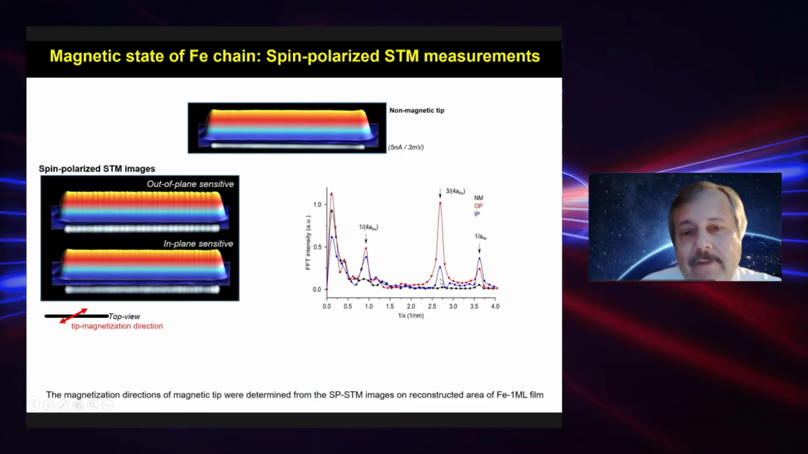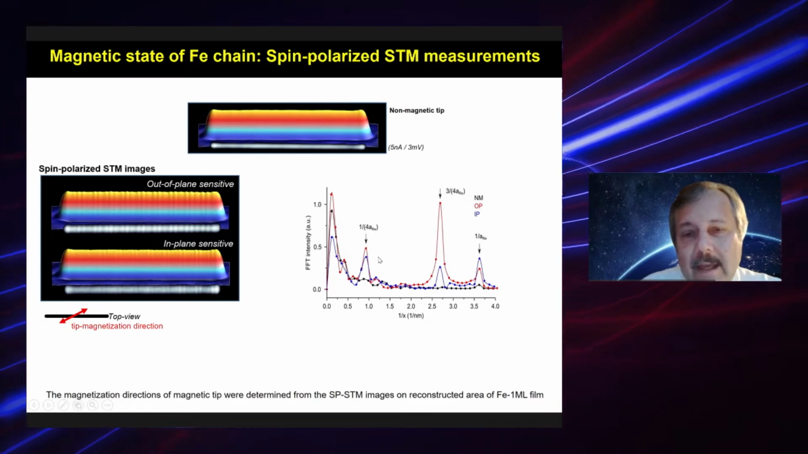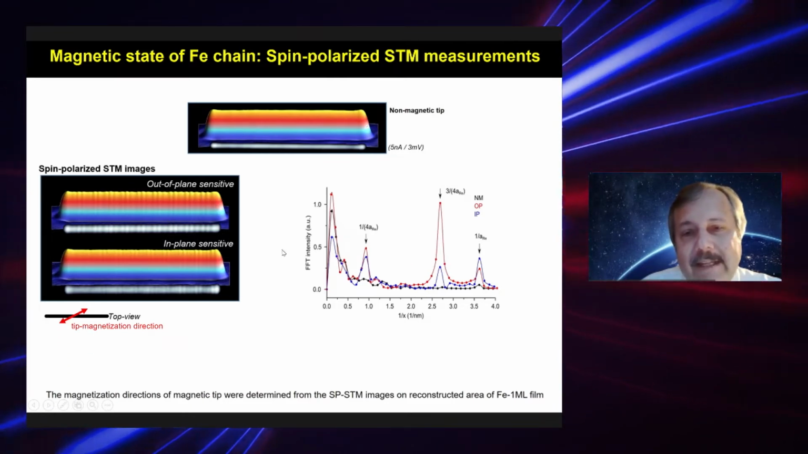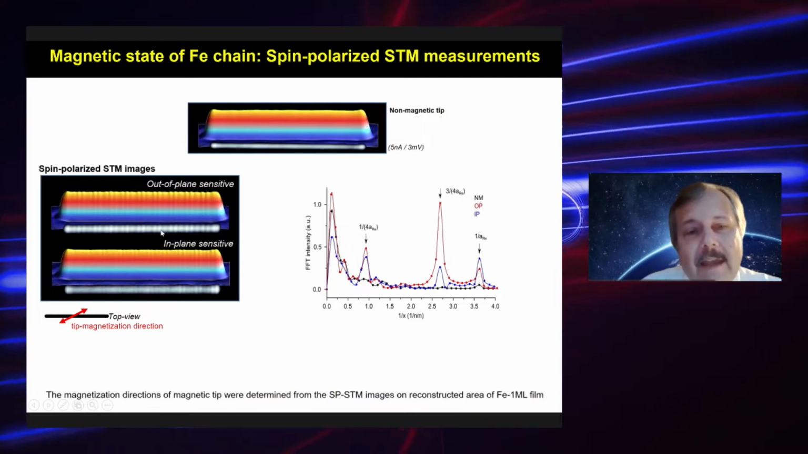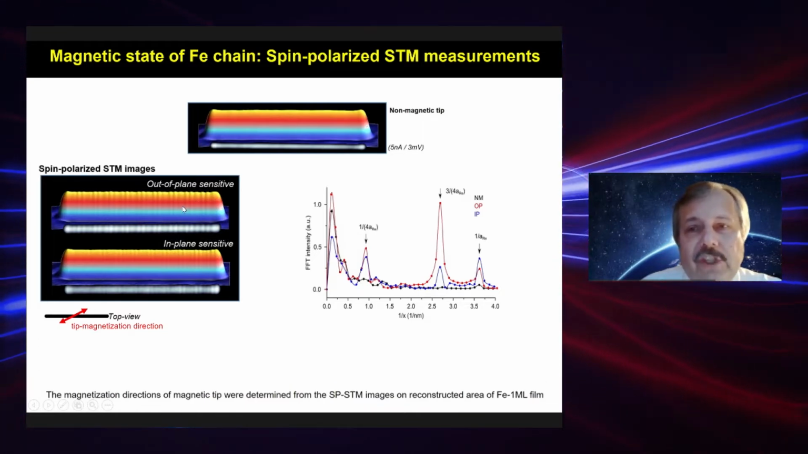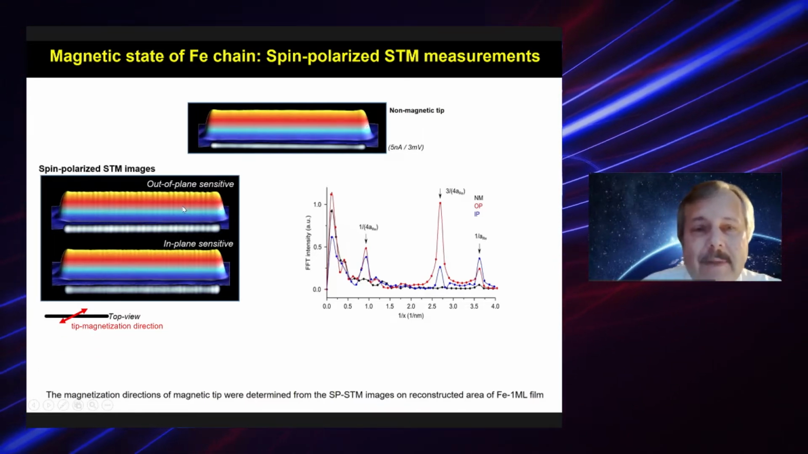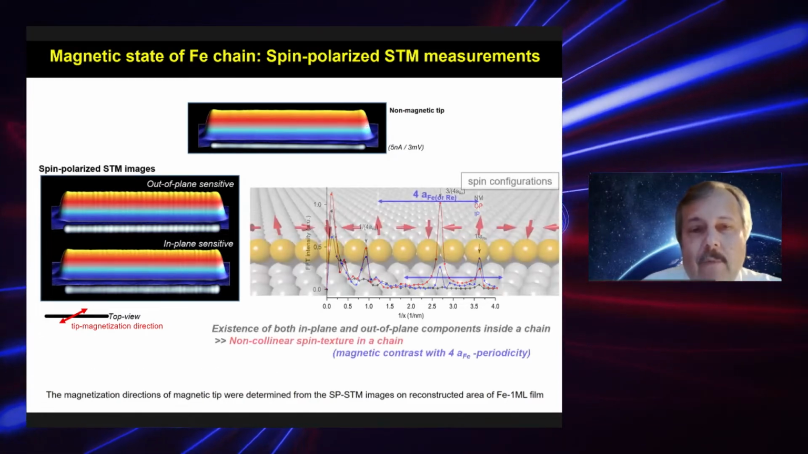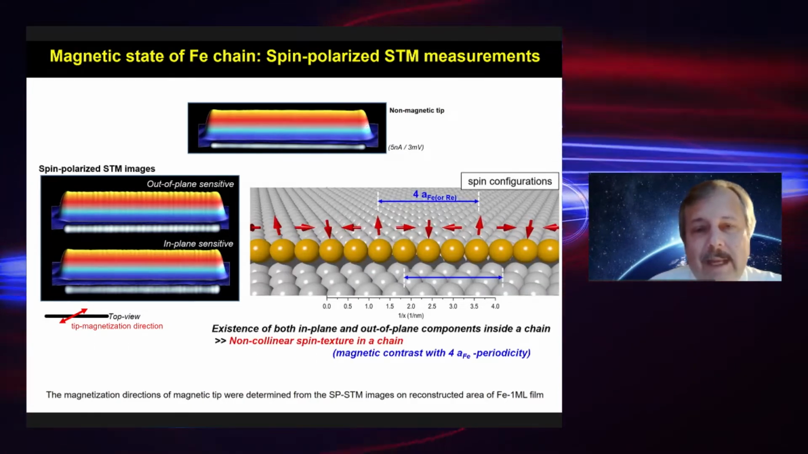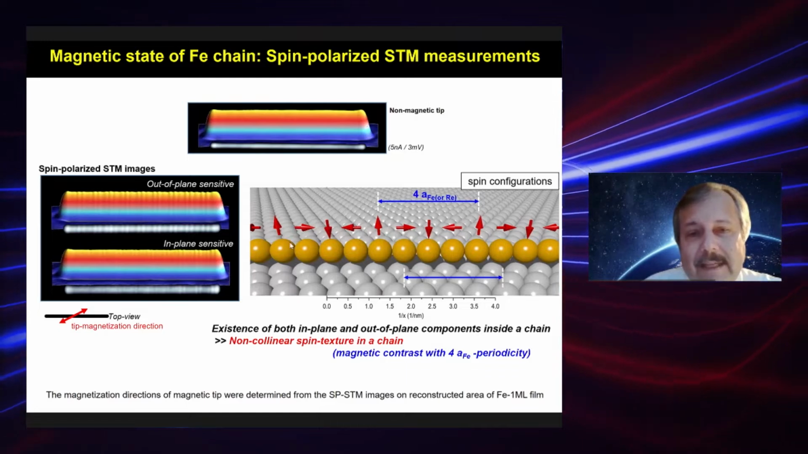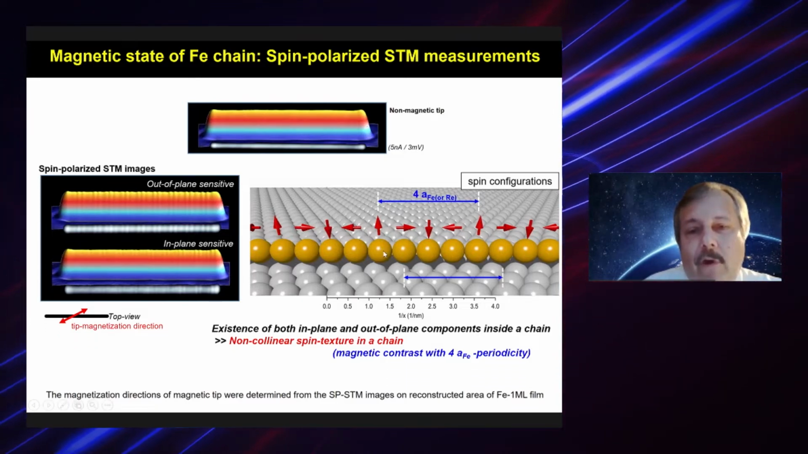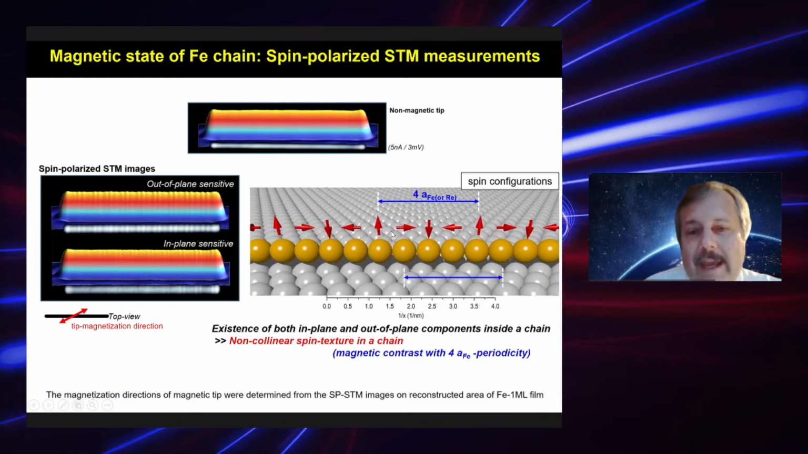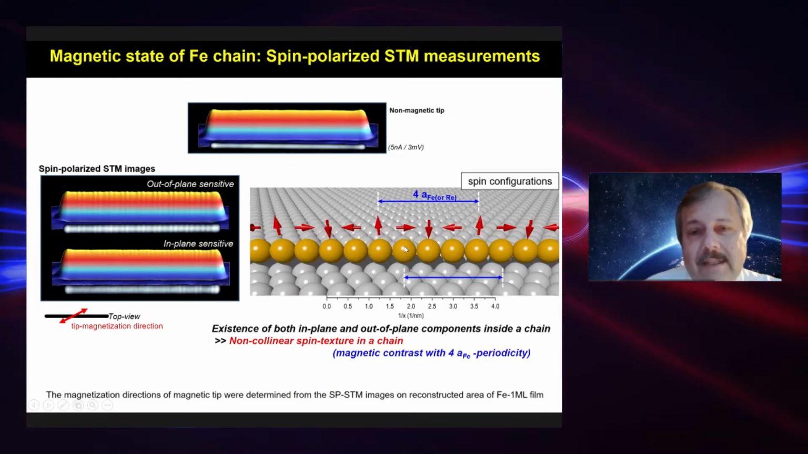But then we have two additional peaks here, which are actually seen both with spin out-of-plane and spin in-plane sensitive tips. And this means that the magnetic ground state of this chain cannot be collinear. It must be a non-collinear ground state. And here you see the model now, which is in agreement with the experimental data. It's basically a spin spiral here with a 4-atom periodicity, meaning that we have about a 90-degree angle from one atomic site to the next.